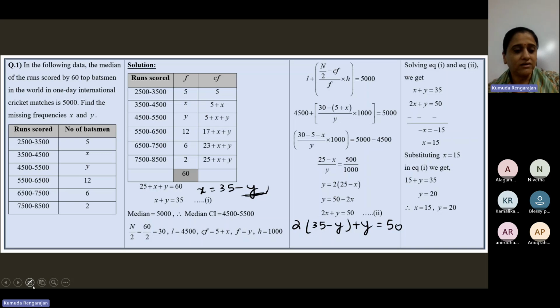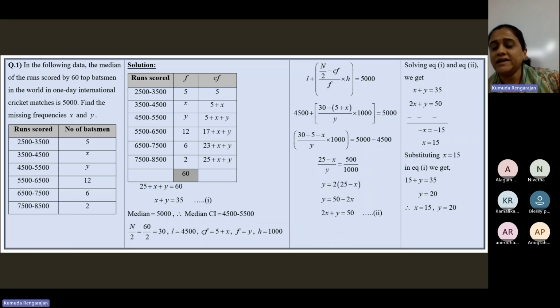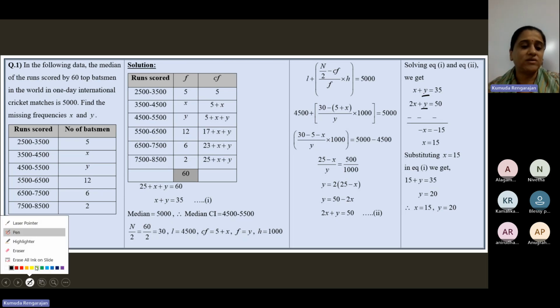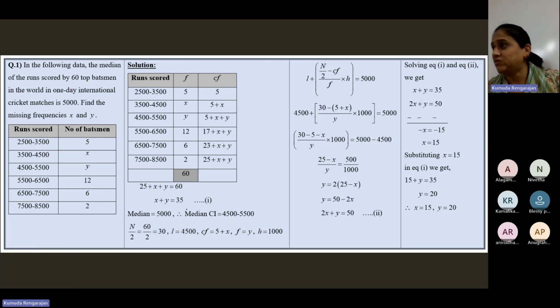What you see here is the elimination method. Write the equations one below the other and change the signs. Why should we change the signs? Because it's plus y. When you change the signs, you're subtracting equation 1 minus equation 2. See, when you have two equations, you can add them, subtract them, multiply them, or divide one by the other. You can perform all four operations with two equations.